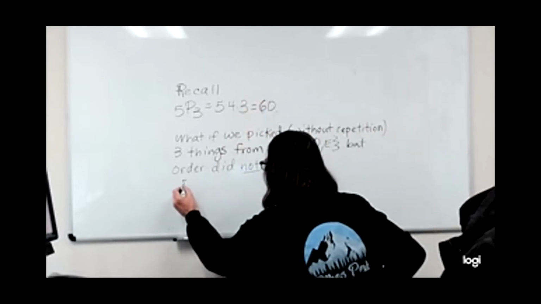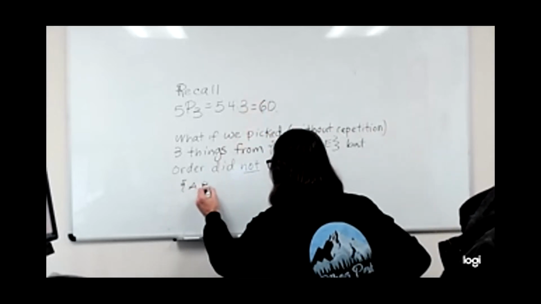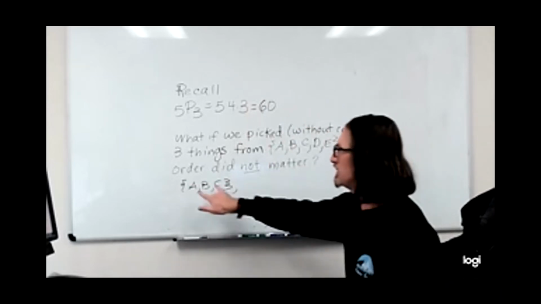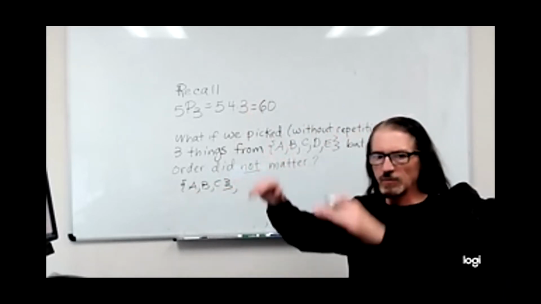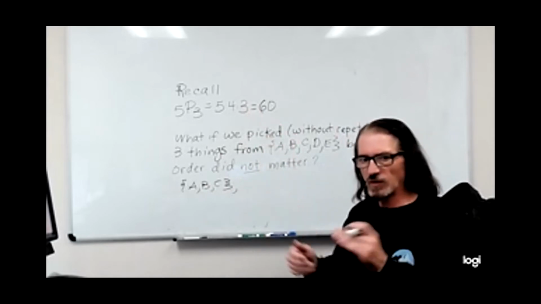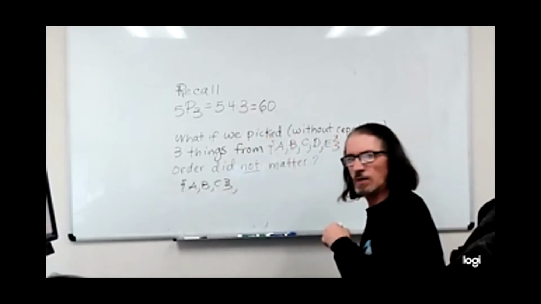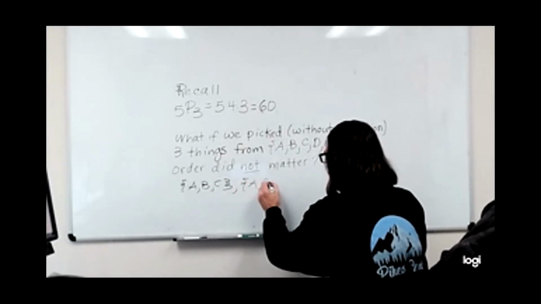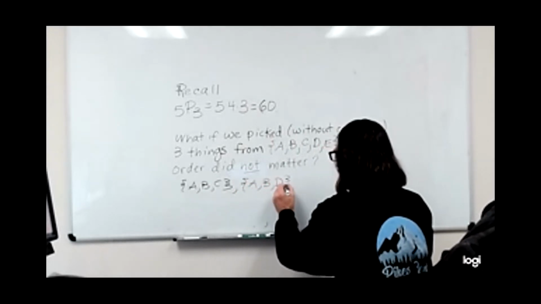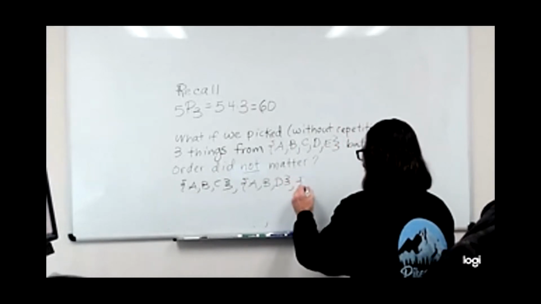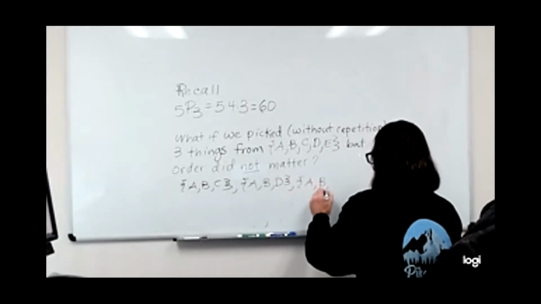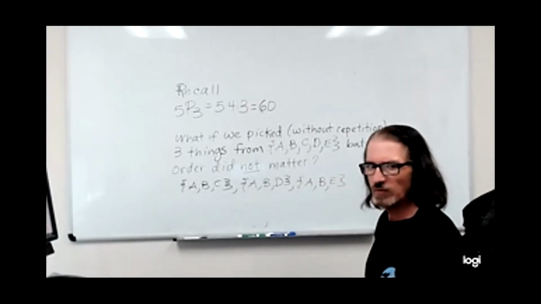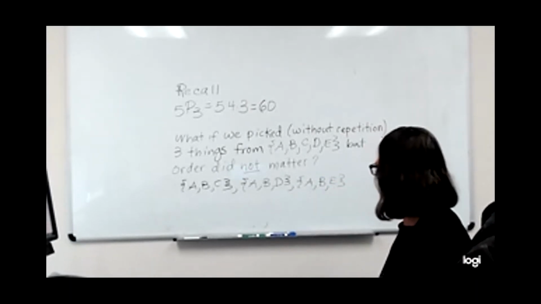I could pick A, B, and C. Notice that I'm putting the curly braces there because order does not matter. The parentheses would be suggesting an ordered triple. This is an unordered triple. I could choose A, B, and D, or A, B, and E. I'm pretty sure those are the only ways I could have both A and B in there.